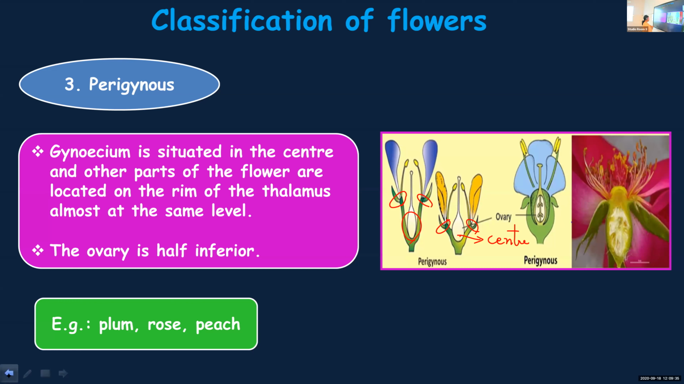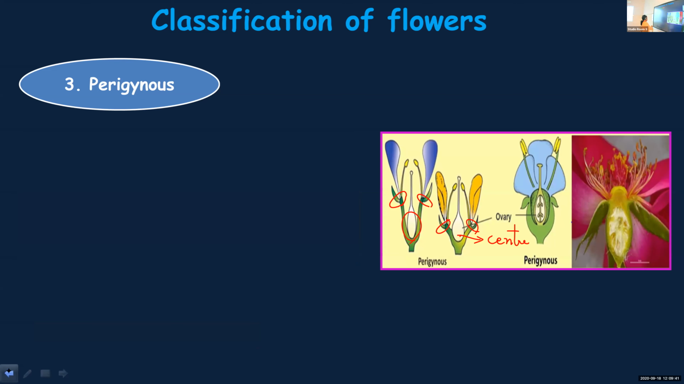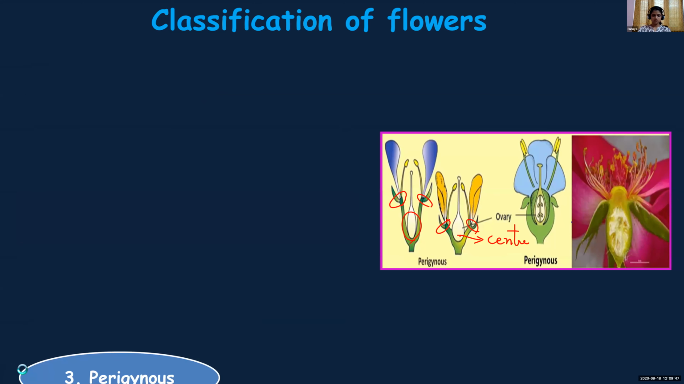Ma'am, can you explain bracteate once again? Okay. Bracteate and ebracteate, that was based on the presence of bracts. Bracts are certain structures which are present at the base of the flower. You want to see that slide? Yes, ma'am. Okay, let me see, where is it?